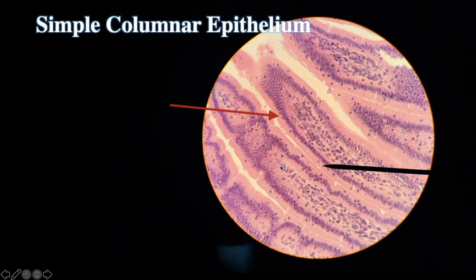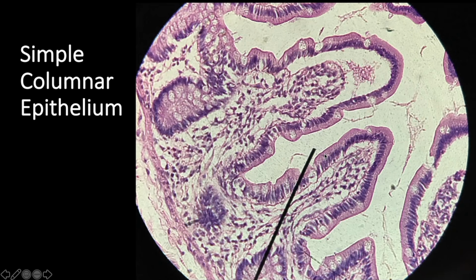Here's another view, another slide. Look, here's a goblet cell, goblet cell, goblet cell. And the nuclei, we're talking very neat and organized, but they're very long. Columnar, they're column-like. Here's another example, another slide, from here to here.